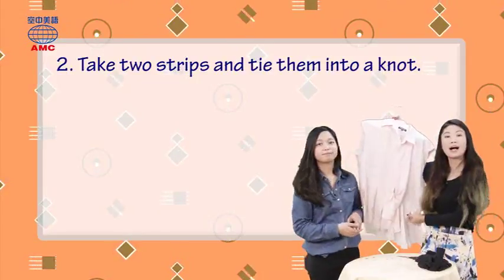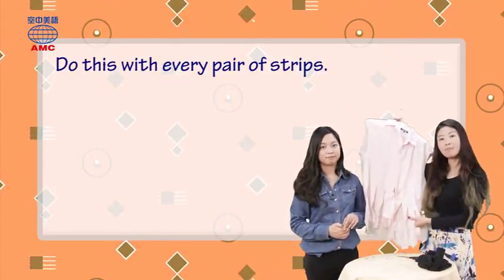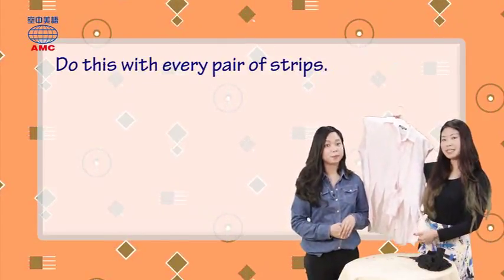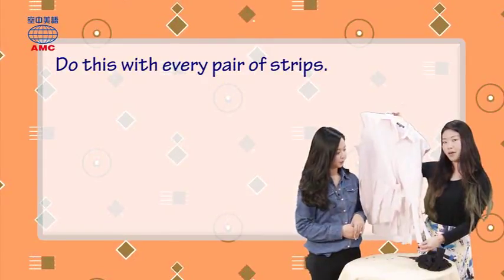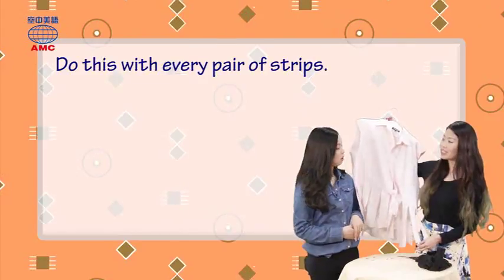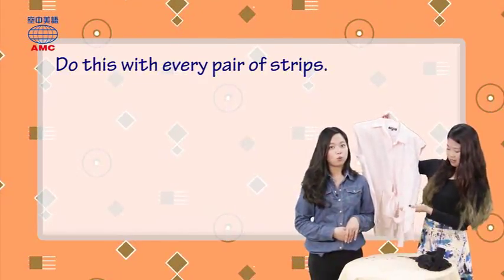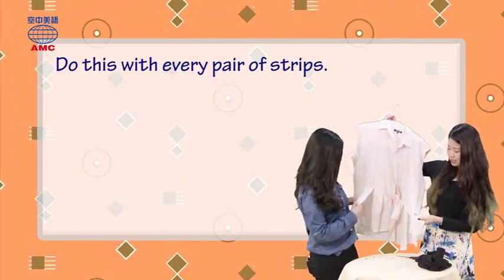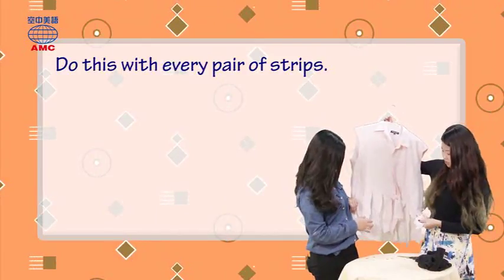Okay, so then it says do this with every pair of strips. What this means is that you're going to tie 2 strips together until all the strips are in knots. So this is why we had to cut them into even strips so that each strip has something to tie.